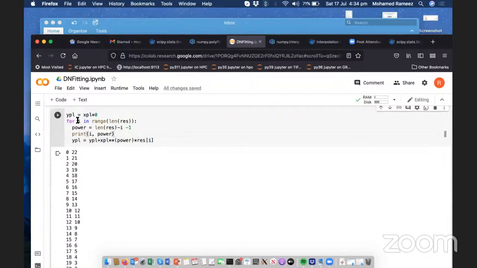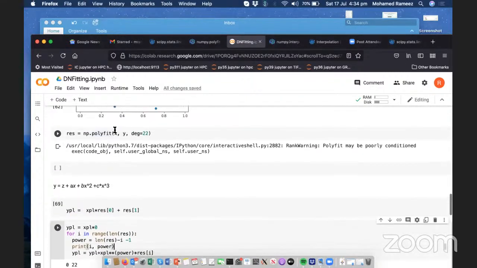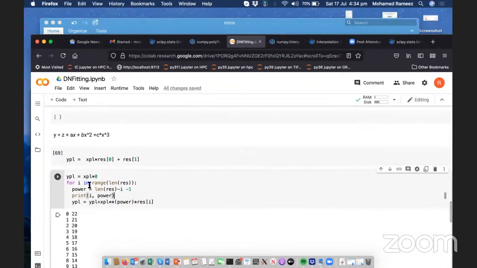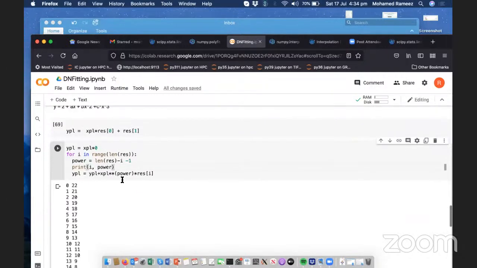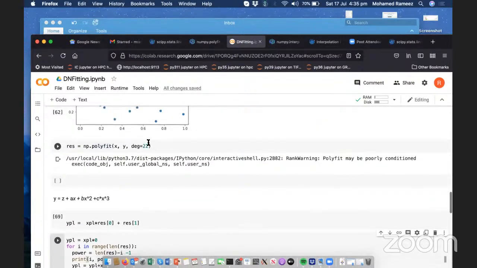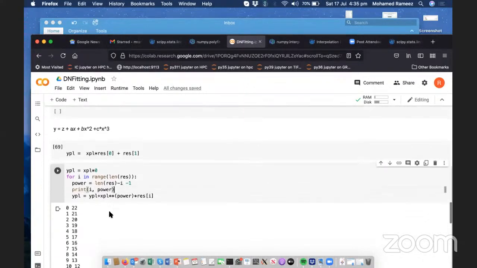So now I'm going over all values within the res array, which is returned by this function and contains the coefficients of all the polynomials. And I am progressively adding the higher order terms. I start with the highest order. So in the case of a 22nd degree polynomial, I am starting with x raised to 22, which, as you can see, is power in the first iteration. So the output you see here is the output from this line.